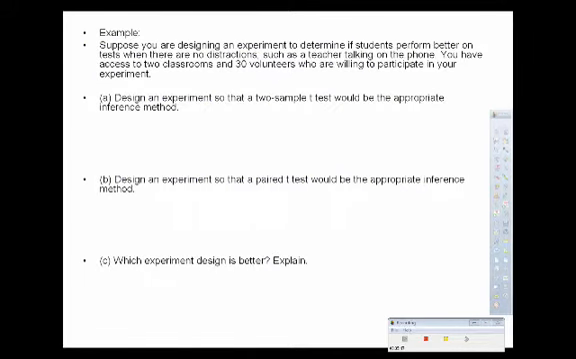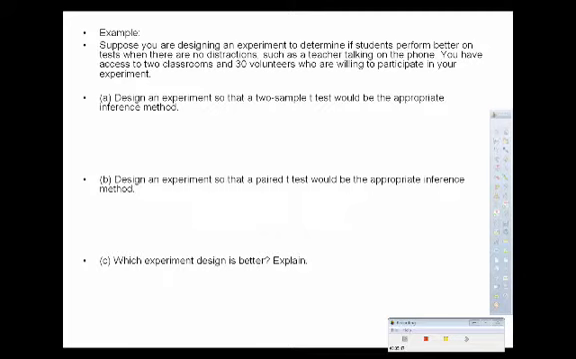Okay, here's another example. Suppose you are designing an experiment to determine if students perform better on tests when there are no distractions, such as a teacher talking on the phone. You have access to 2 classrooms and 30 volunteers are willing to participate in your experiment. Design an experiment so that a 2-sample t-test would be an appropriate inference method.